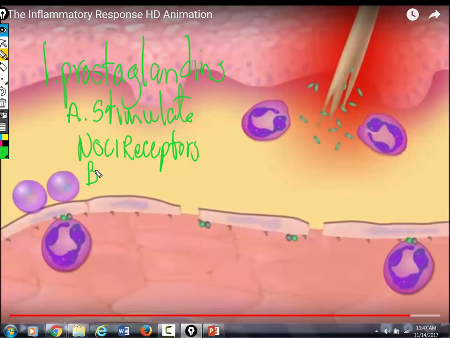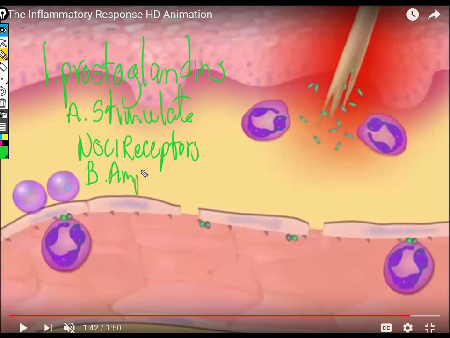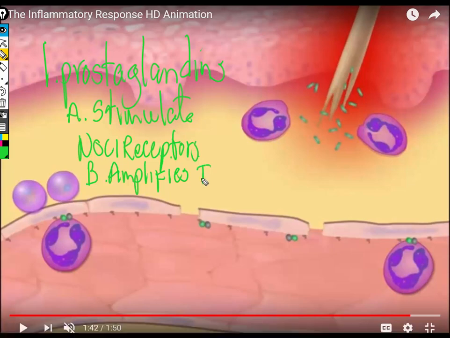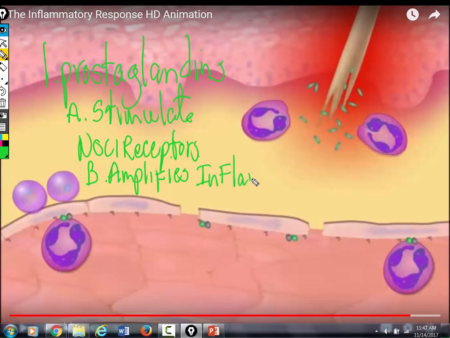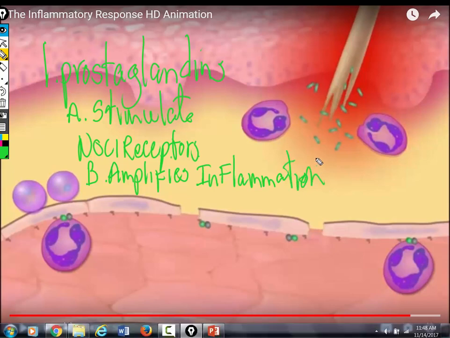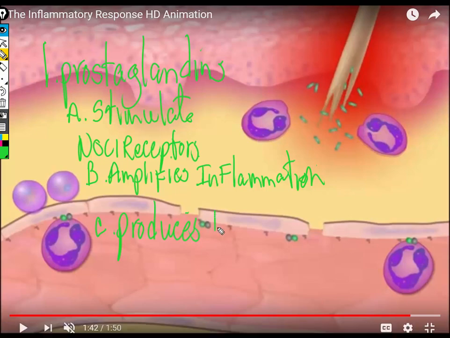That's number one. Number B, it amplifies the inflammatory process. So it makes the inflammation worse. And one of the functions of inflammation is to potentially wall off any microorganism from getting into the blood and into the central circulation. And then number C, it produces fever.